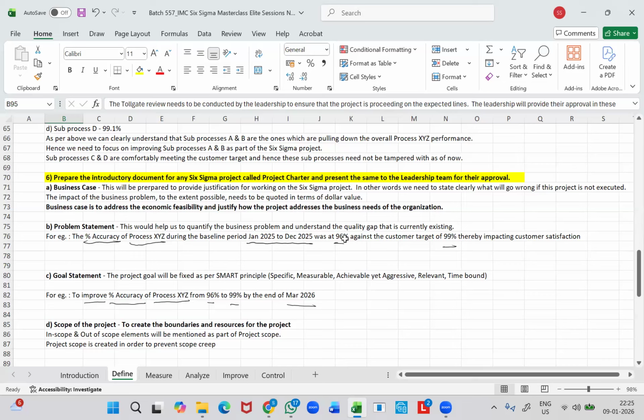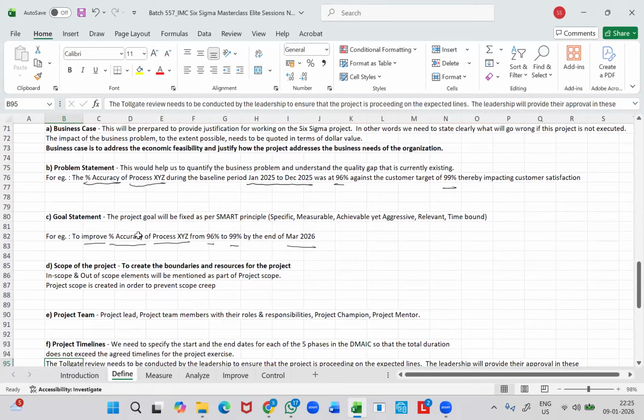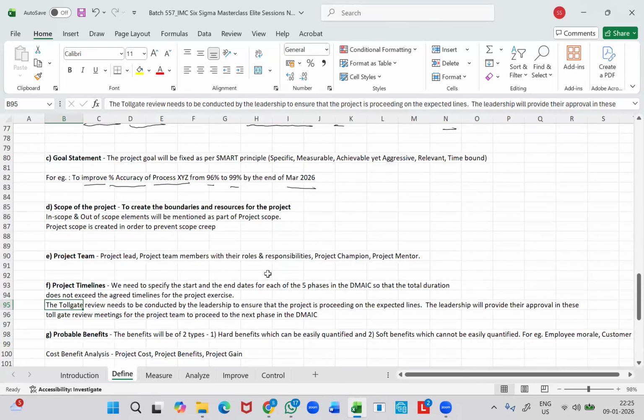So how did I get 96%? Only by measuring the accuracy percentage for this baseline period, Jan 2025 to December 2025. That being the case, without even measuring, we will not be able to formulate this problem statement or the goal statement. So the define and measure phase, in a practical scenario when we work on the project exercise, will actually go hand in hand, followed by the analyze phase, improve phase, and control phase. But the define and measure phase will go hand in hand. This is something that we need to clearly understand, right?